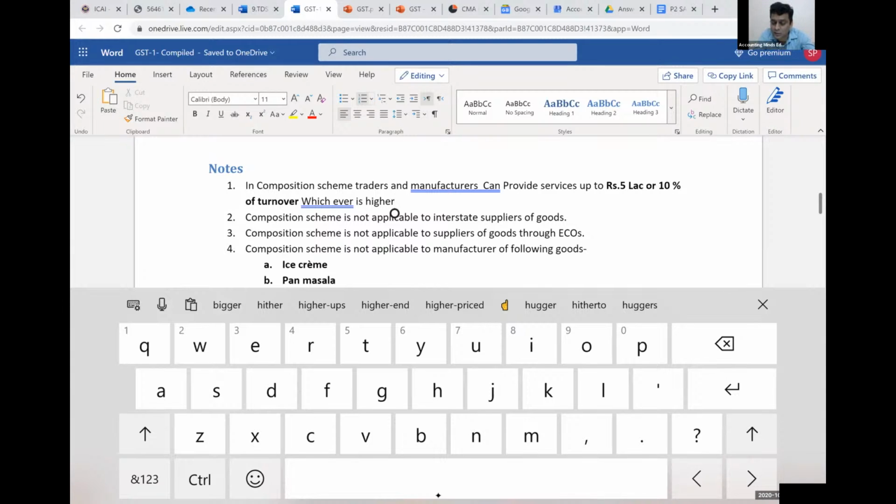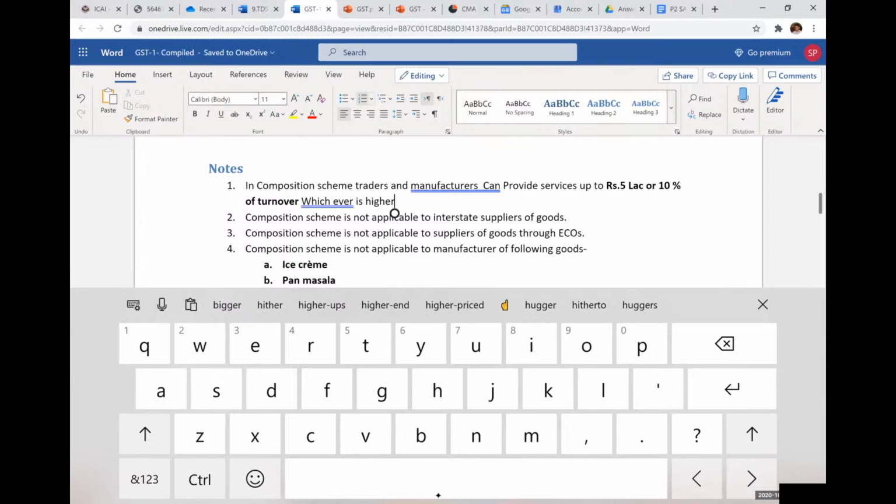Sir, I am a manufacturer of washing machines. Along with the washing machine, if anybody purchases, I give them installation also, service also I provide. I also provide after sale service. Up to 1 year I give them warranty, or more than 1 year I am giving service. So can I provide service also? Yes, up to 10% of your turnover you can provide service also. You will still come under the composition scheme. Go ahead, next.